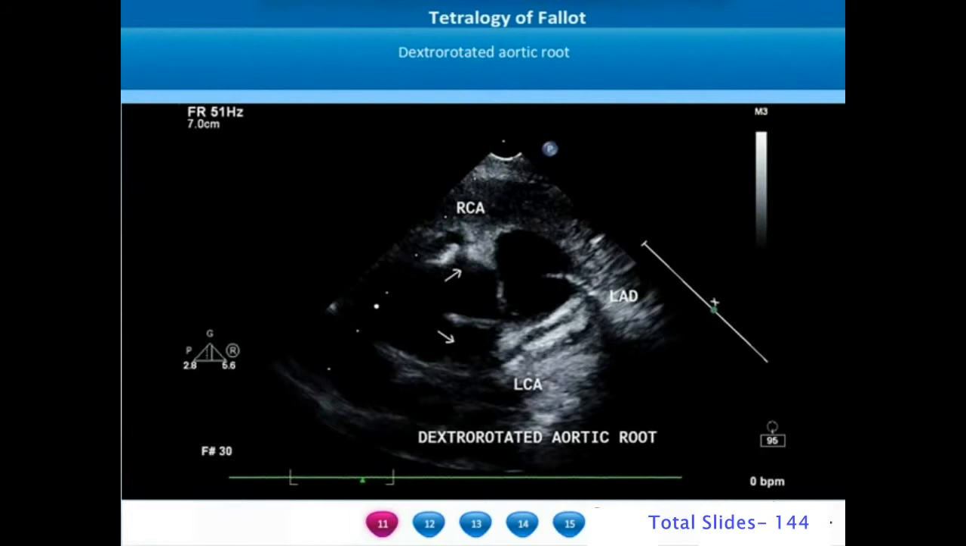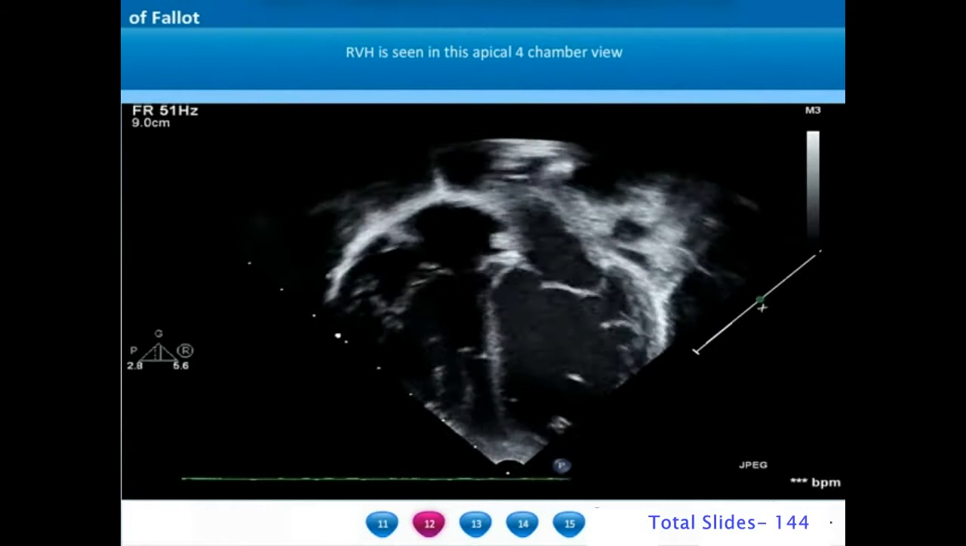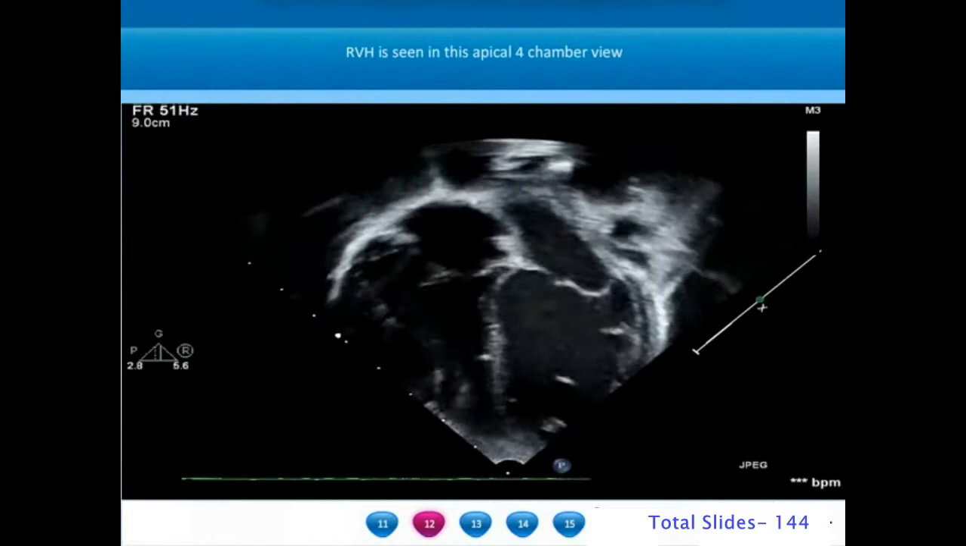Right ventricular hypertrophy is the sequel of systemic right ventricular pressures that is caused by the large conotruncal ventricular septal defect in association with severe right ventricular outflow tract obstruction.